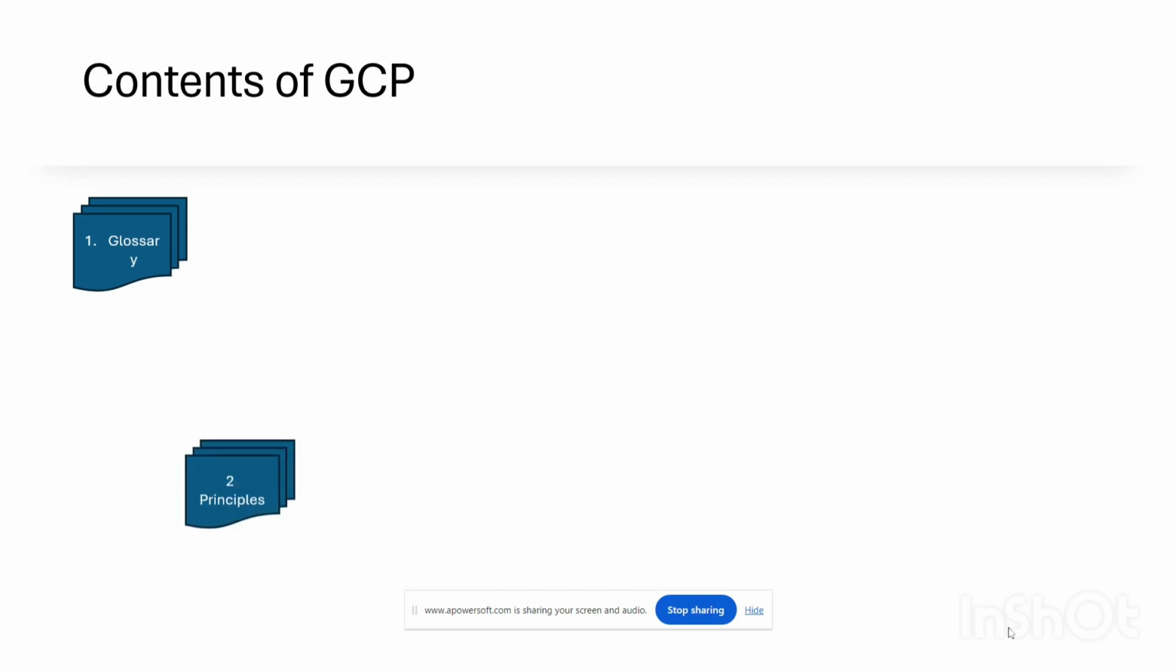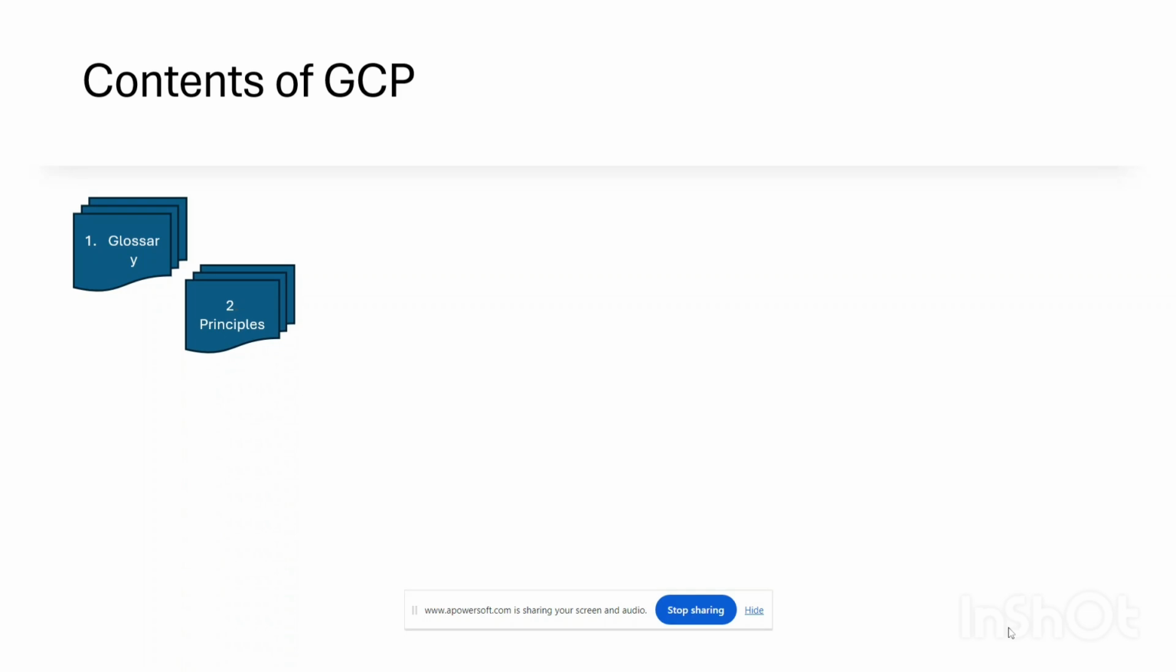And the second one is the principles of the ICH GCP guideline. In this section, a total of 13 principles of ICH-GCP are contained, which are related to ethical principles, risk minimization, subject safety and well-being, informed consent, protocol adherence, qualified physician involvement, sponsor oversight, confidentiality, recording and reporting, investigational product quality, etc.